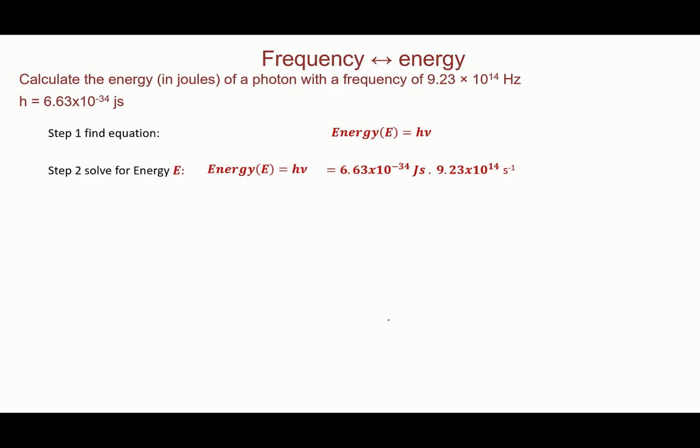You can clearly see that second will cancel out with second minus 1, and you will get the energy in joules as expected, which should be that value here. But if you track sig figs, you only need 3 sig figs. So you round it to 3 sig figs, and that's the final answer.